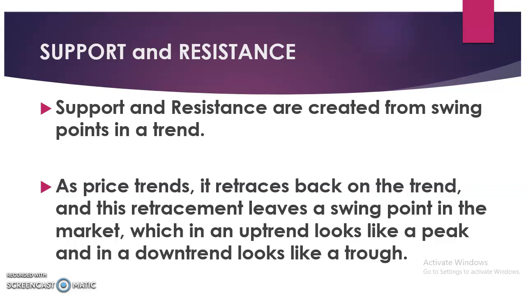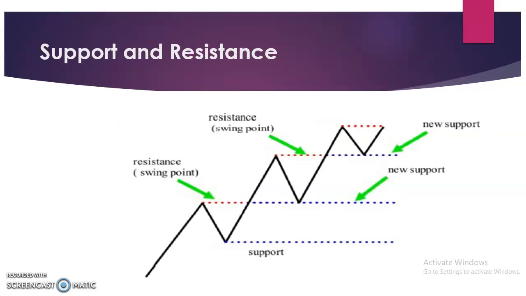So as price trends, it retraces back on the trend, and this retracement leaves a swing point in the market, which in an uptrend looks like a peak, and in a downtrend looks like a trough. So let's quickly look at what we are talking about. As you can see from here, the market pushed from below up to this particular point.